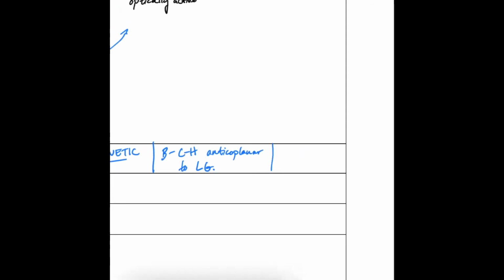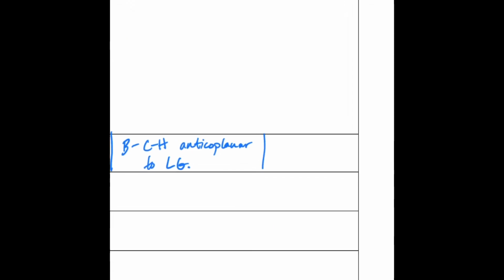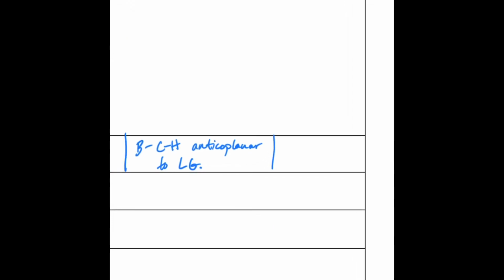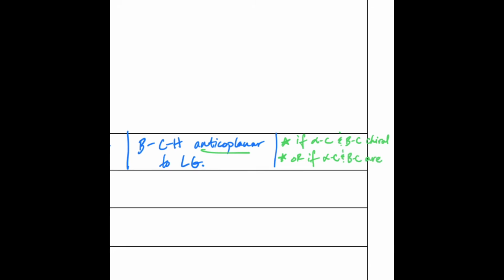To our leaving group. And you can go into our lecture videos where I actually go through a series of practice problems, a little more in depth than maybe we would in person, but I thought it was useful. Now you only need to worry about anticoplanar if your alpha carbon and your beta carbon are chiral, or if your alpha carbon and beta carbon are in a ring.